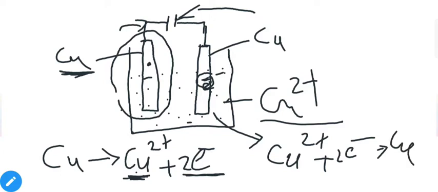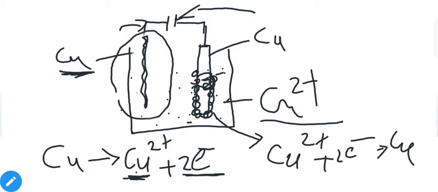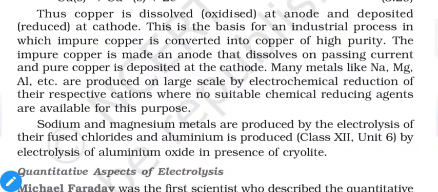Slowly, the copper metal present on the anode will corrode. That means the thickness and mass of the anode will decrease, and on the cathode the ions will deposit as solid metal, so the thickness and mass of the cathode will increase. This will be our observation, and this chemical reaction is occurring due to the external electrical source. Thus copper is dissolved, oxidized at the anode and deposited, or reduced, at the cathode.